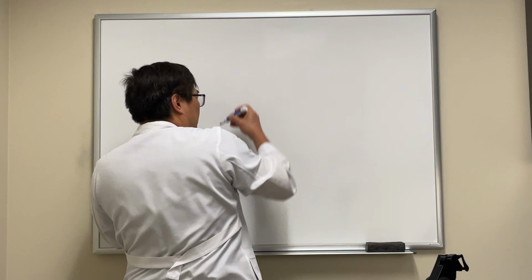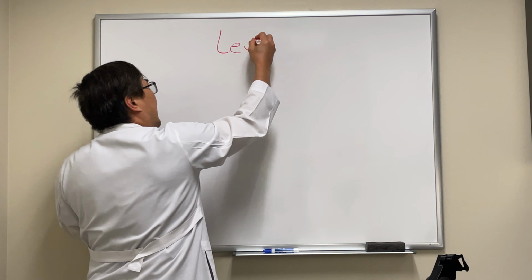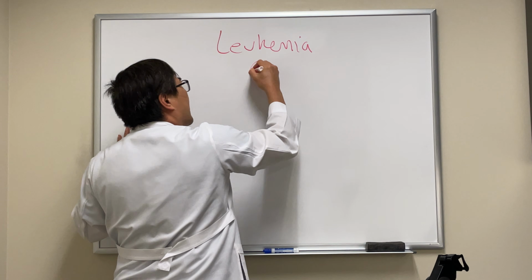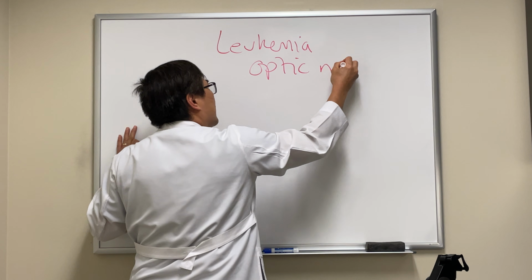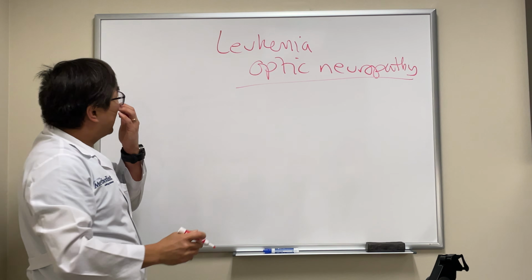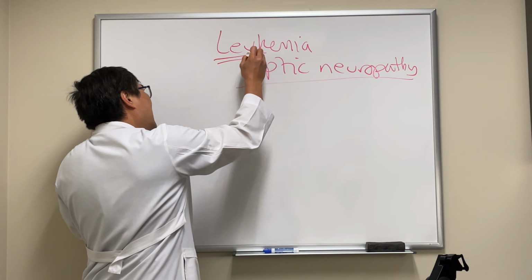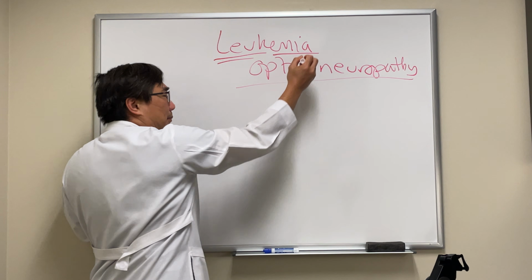So somebody asked us to do a YouTube on leukemia and optic neuropathy. And you should know that there are multiple different ways that leukemia can present to us with an optic neuropathy. Leukemia means white cells, leuko, in your blood.